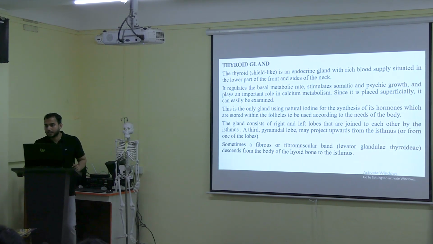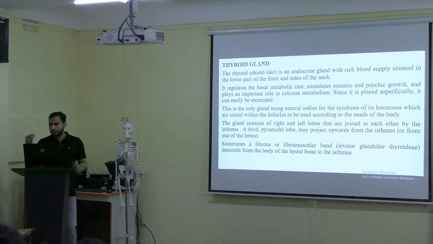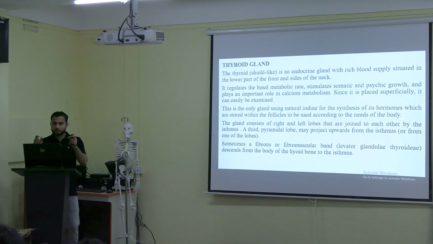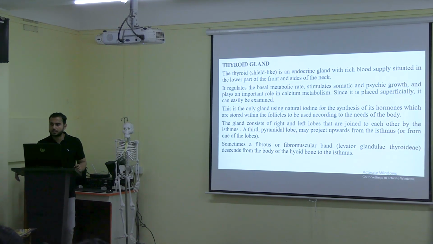Now on the posterior aspect, or you can say on the posterior border of the lobes of the thyroid gland, the parathyroid glands are situated. Total 4 parathyroid glands are there, 2 pairs of parathyroid glands.